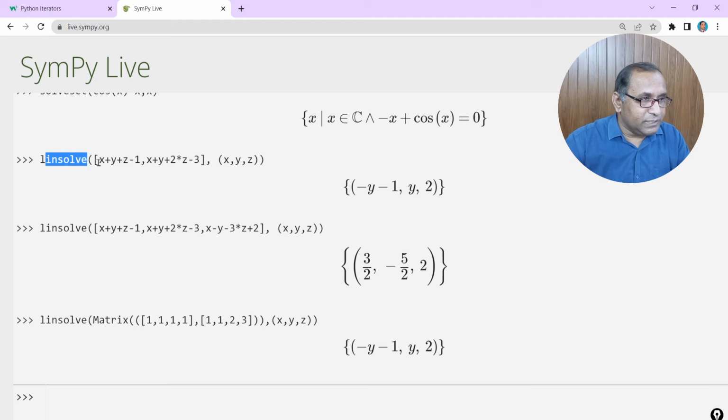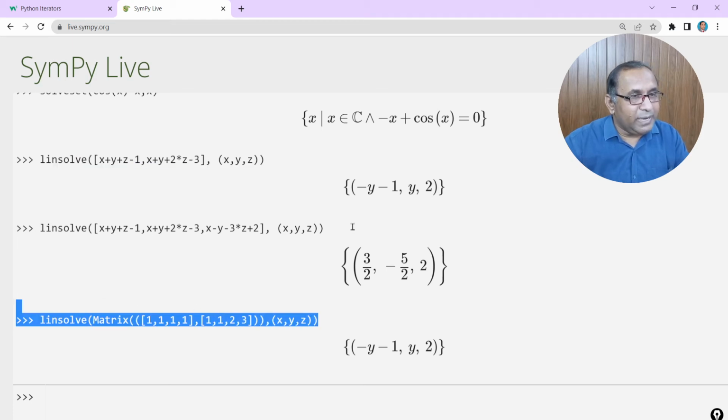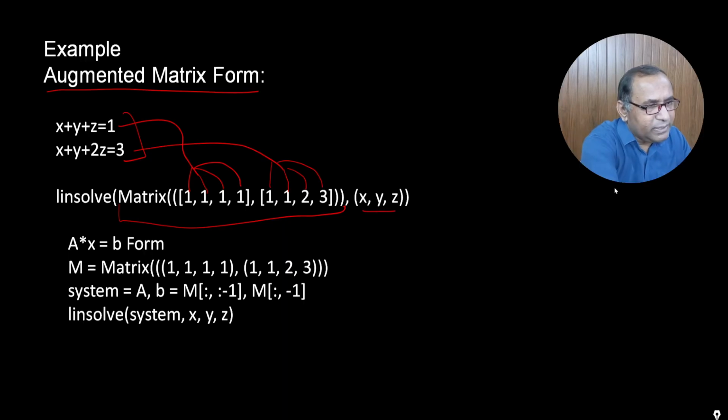Either you can use this statement or you can use this statement. Both syntaxes will return the same solution. So these are the different ways to solve the system of equations. Here is one more way to solve the system of equations.